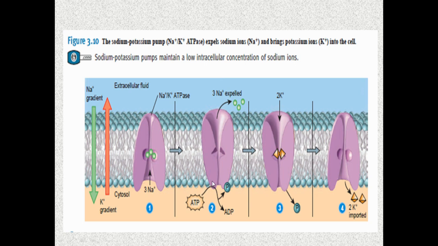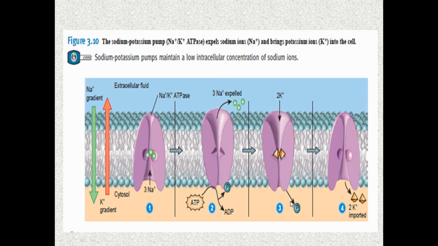When ATP binds to the pump, it is split into ADP and Pi. Now the phosphate binds to the pump. This will enable the opening of the channel to the outside, so the three molecules of Na plus are expelled out. After the expulsion of the three molecules of sodium, two molecules of potassium enter and bind.